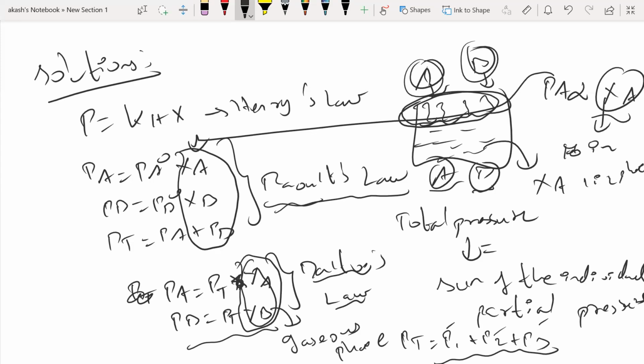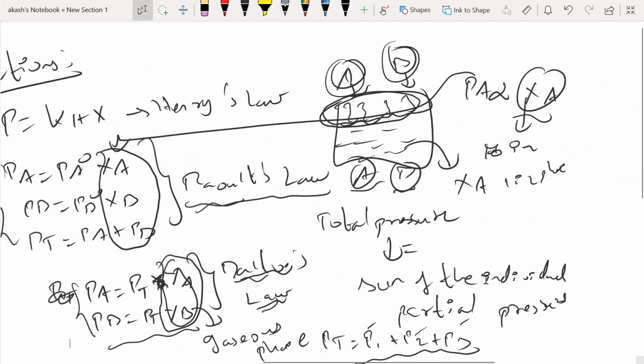For Raoult's law, it's the liquid phase. For Dalton's law, it's the gaseous phase. So accordingly, you must wisely use your formulas. 90% of the time you will use only this, but I can ask you questions from this also. I think we have even solved questions based on that. Please check your notes if you've taken down notes. We have solved problems like this. Okay, so that is about Raoult's law.